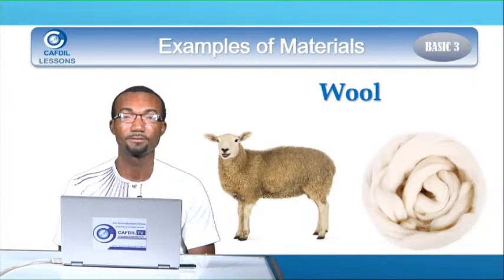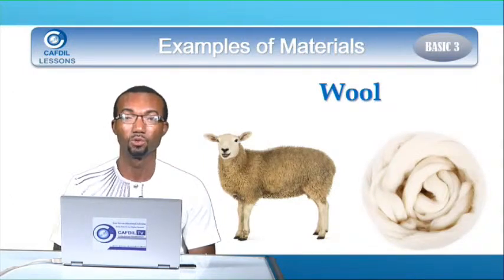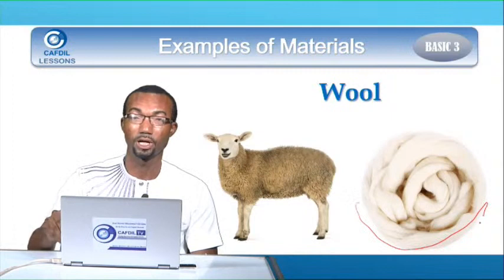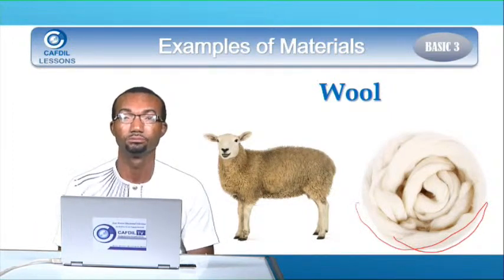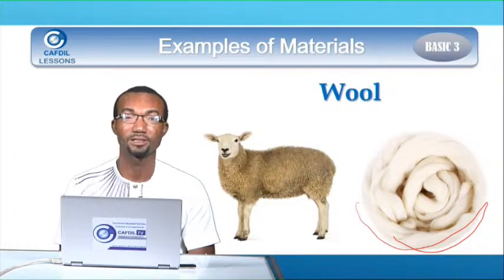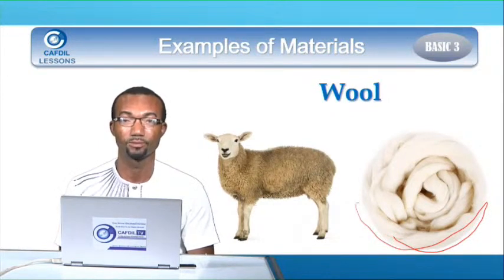The next we have is the wool. You have the wool here. Where do we get this wool from? From animals like sheep. The sheep help us to get the material wool from their skin. And wool can also be used for so many things. So wool is also an example of material that surrounds us.